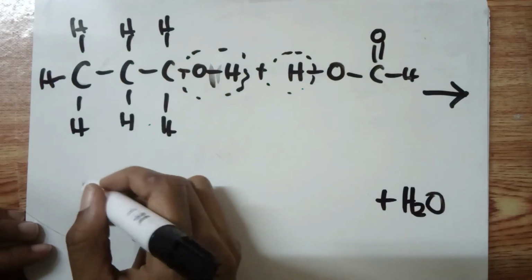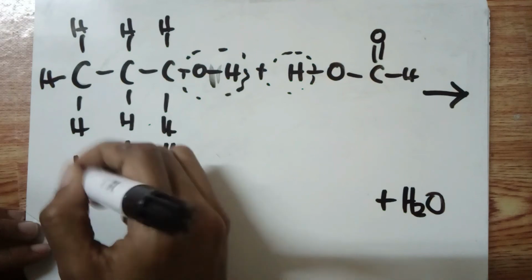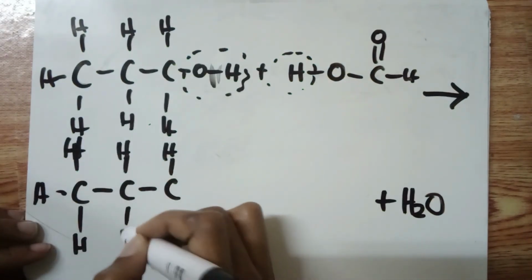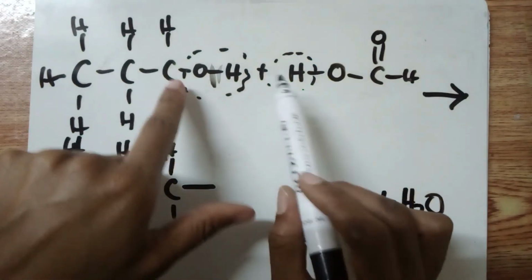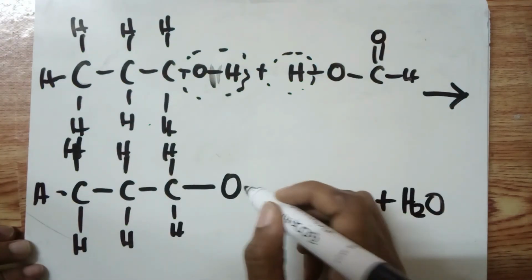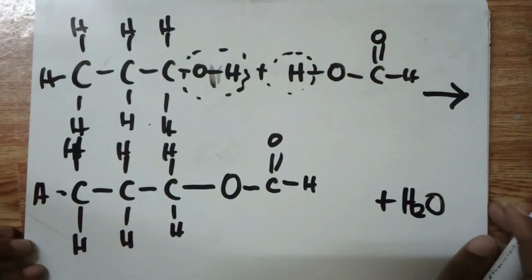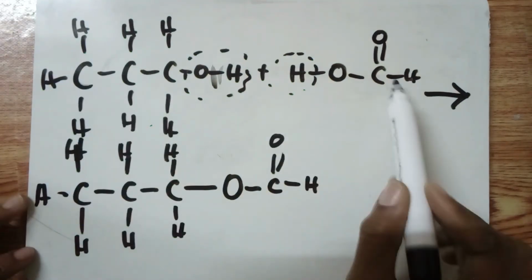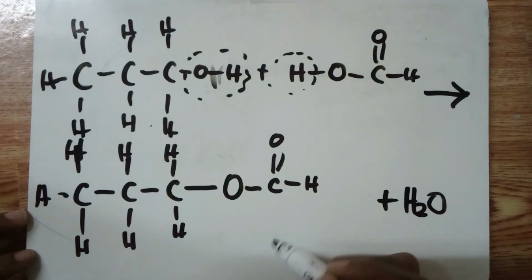And now our ester will look something like this. So we had two organic molecules, and they form one organic molecule. So now this carbon will be bonded to this oxygen. And this is what it's going to look like. So we had propan-1-ol that reacted with methanoic acid, and as a result we get propyl methanoate, cool, as well as water.